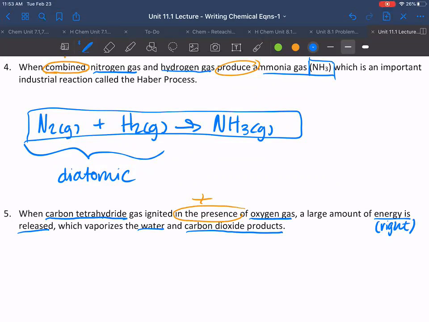So carbon tetrahydride, is that a covalent or ionic compound? It's a covalent compound. If you see a prefix like tetra, that screams covalent. What does tetra mean? 4. And then hydride is for hydrogen. So how would we write the formula for carbon tetrahydride? Exactly, CH4. And it says that it's a gas, so I'm going to put a G after that. Then we're going to write plus because it's in the presence of oxygen gas. How do we write oxygen gas? O2. Exactly, O2 gas.